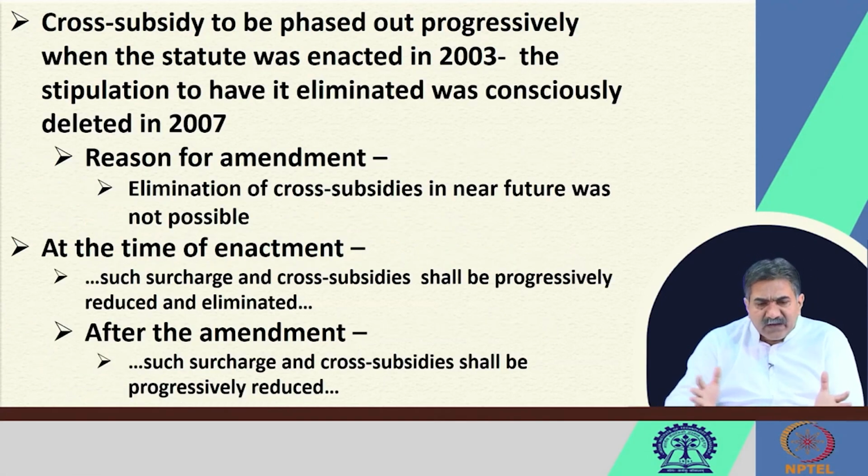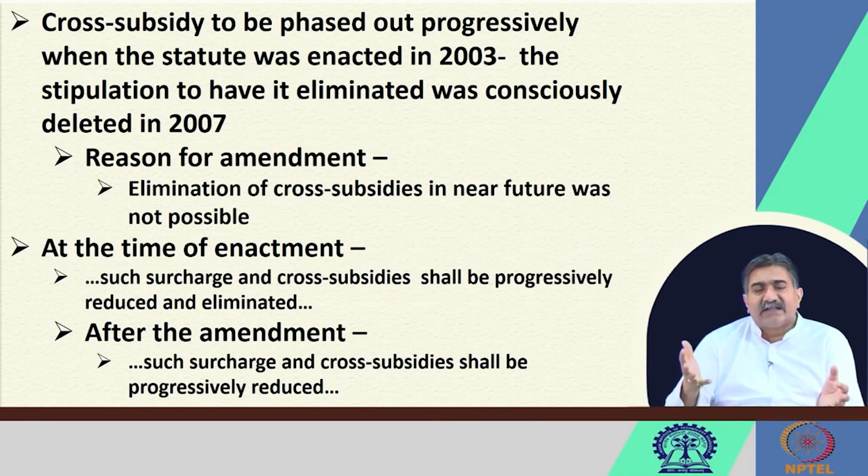Now, when you look at the way cross subsidy has been discussed in the Act, you would find that initially it was categorically suggested to eliminate cross subsidy, that there shall be no cross subsidy as the time progresses, and it was suggested that it should be a mandate for the commission to follow. It should be the mandate for all the players to follow.